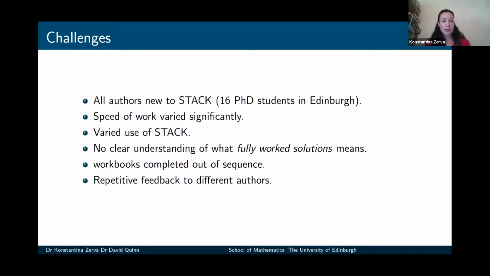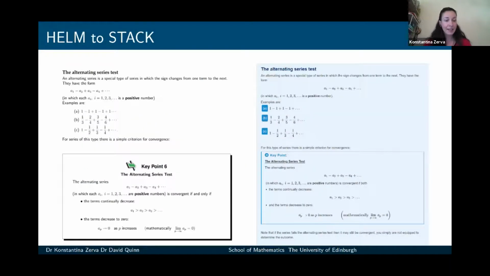And because we were only a few people supervising the work, we ended up giving repetitive feedback to different authors. But at the end, we managed it. So I have here some screenshots of how workbooks look as PDFs on HELM and how they look on Stack.